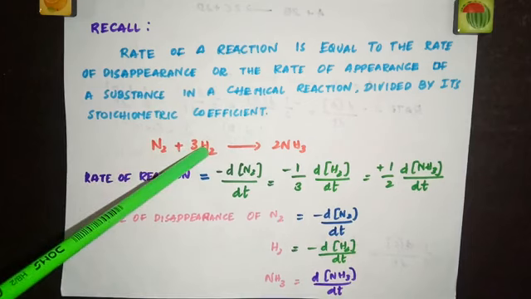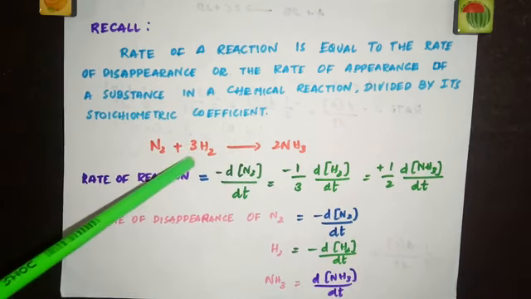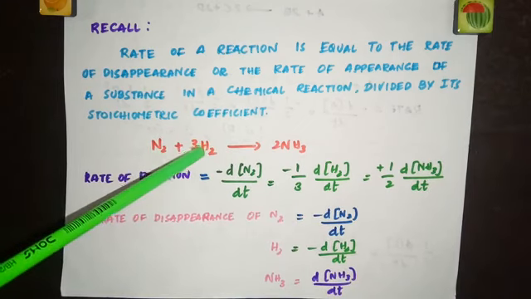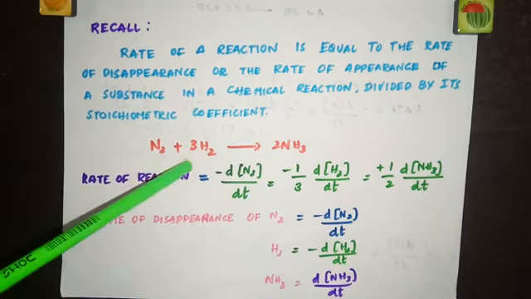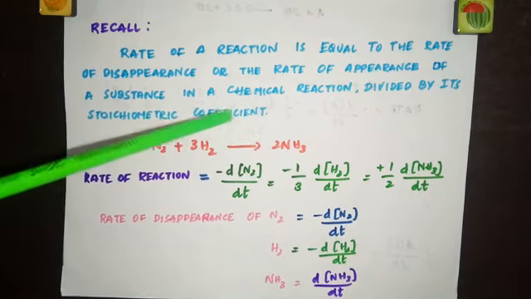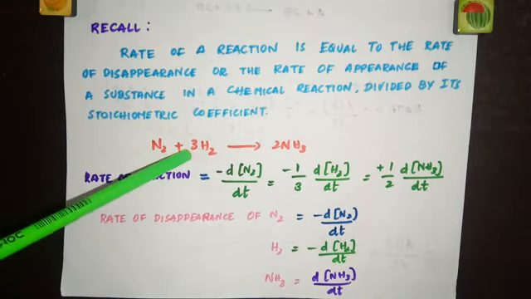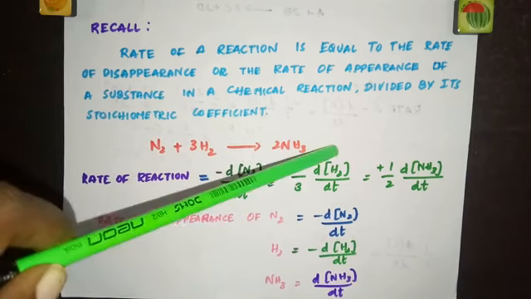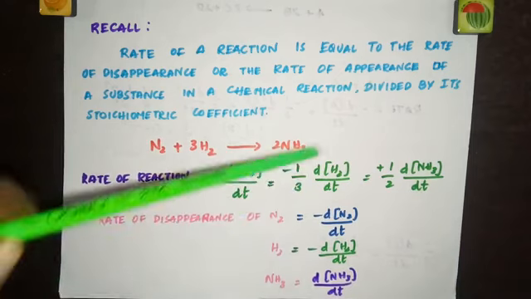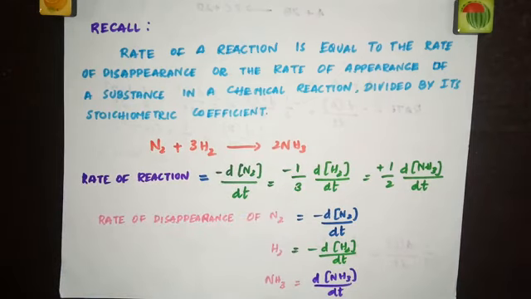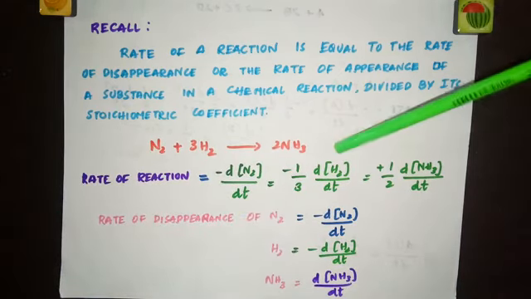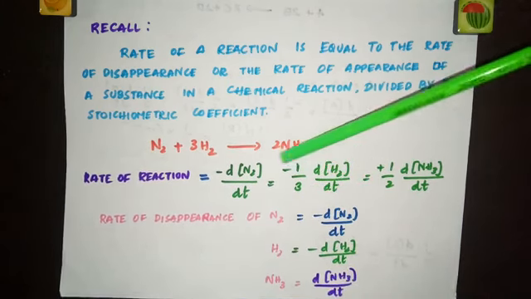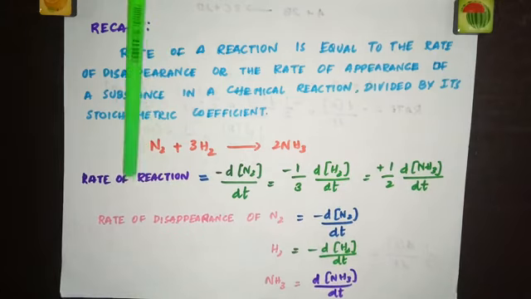Now coming to the concentration of hydrogen, how can you write the rate of the reaction in terms of hydrogen concentration? Minus 1 by 3, divided by its stoichiometric coefficient. So what is the stoichiometric coefficient here? 3. So 1 divided by 3 and then d[H2] by dt. What is this part? This is the rate of disappearance of hydrogen. So the rate of disappearance of hydrogen divided by the stoichiometric coefficient together gives you the rate of the reaction.